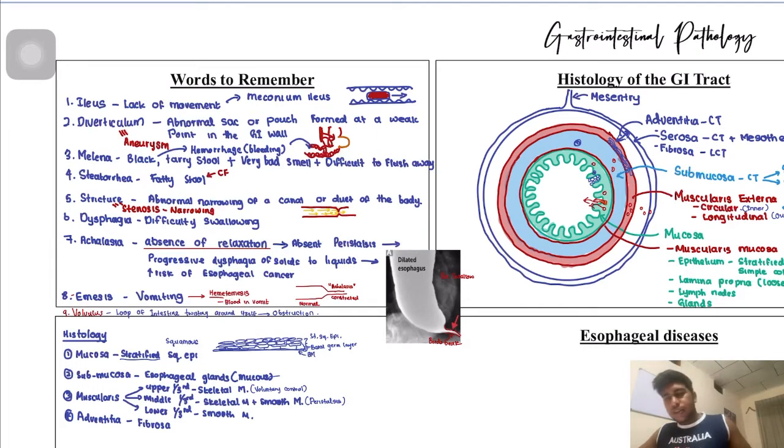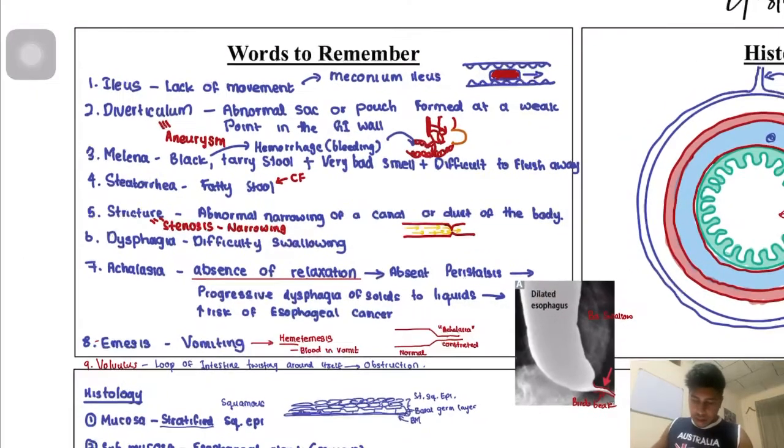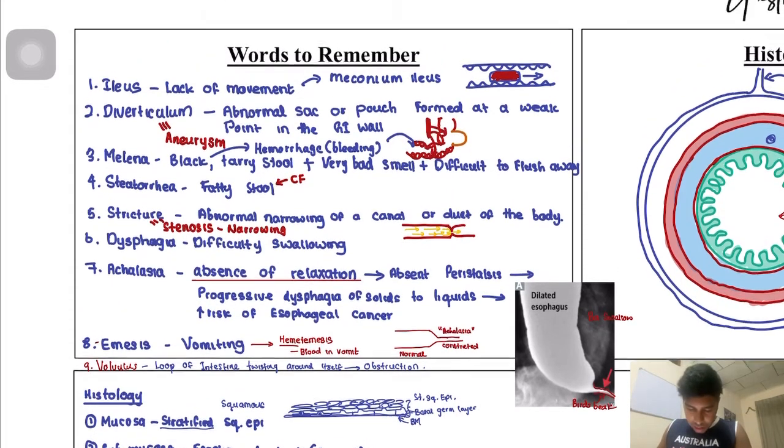And so we begin the gastrointestinal pathology. First, as usual, I'll start off with the words to remember. I'll talk about some words. The first word is an ileus.